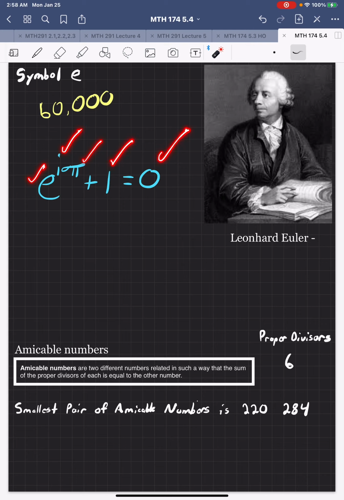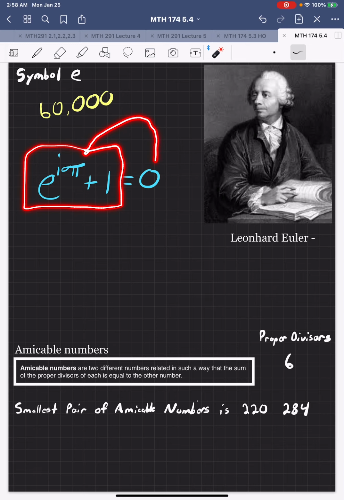These are separated by millennia, right? They're separated by thousands of years of discovery, and the fact that they can all fit into a little equation for which, when you add them up, you get 0, it's just an amazing feat, right?